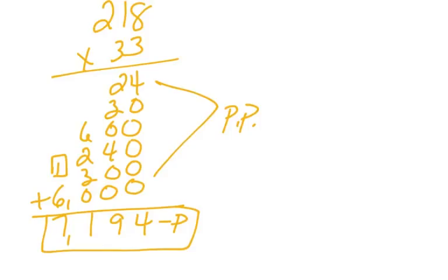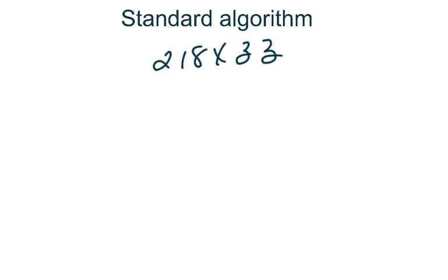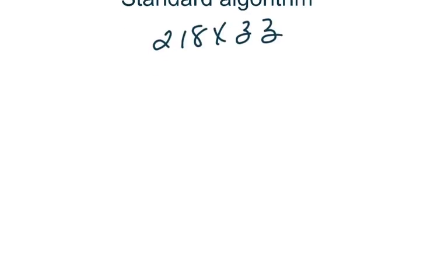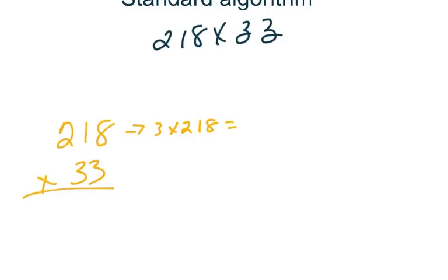So now what we're going to do is go with the standard algorithm, but this time we're going to write everything out to the side like we did in the last video. So 218 times 33. The first thing we're going to do is 3 times 218. So out to the side, 3 times 218. That's our first step. The second step is going to be 30 times 218.